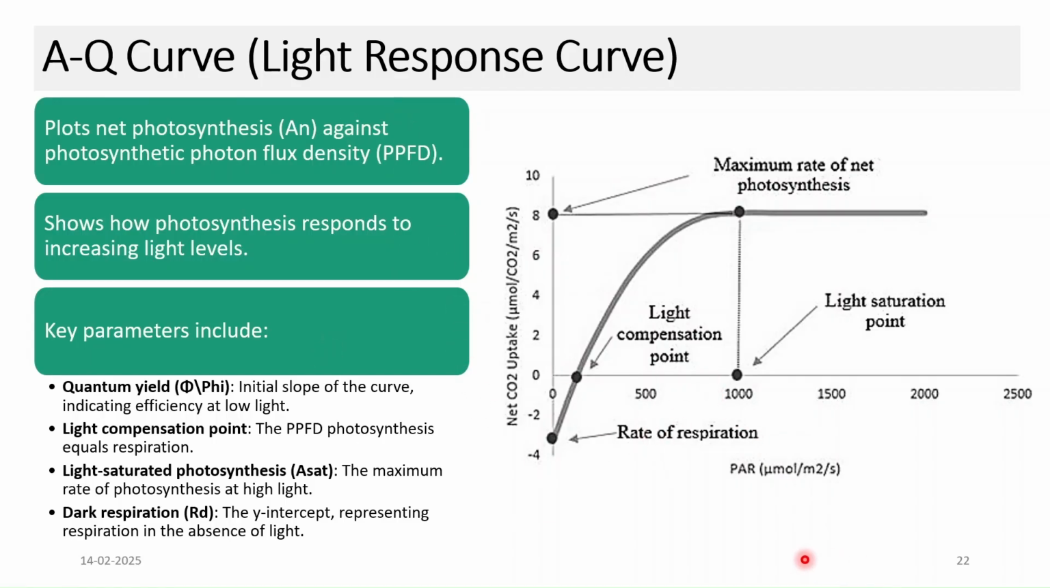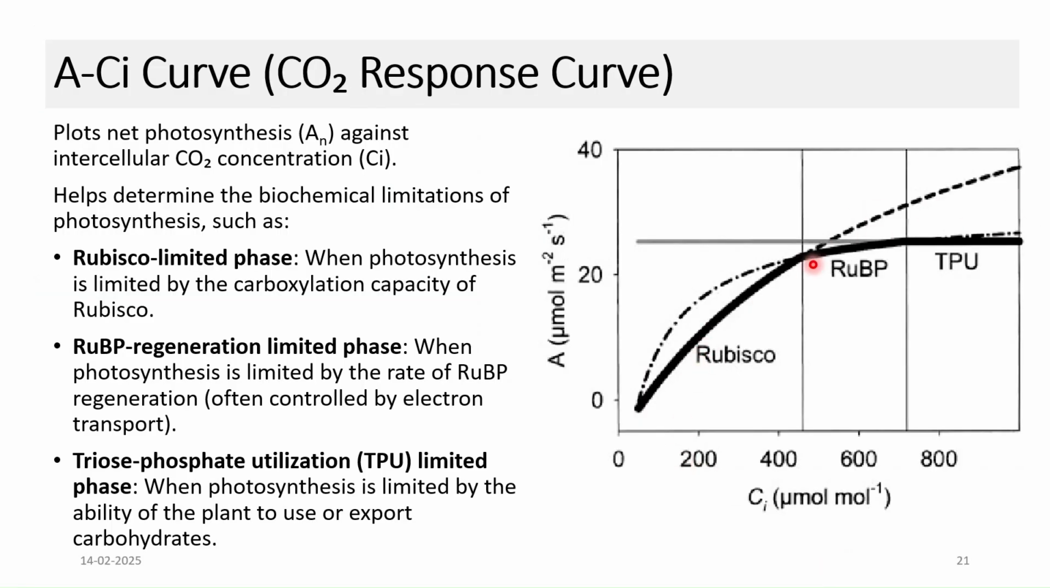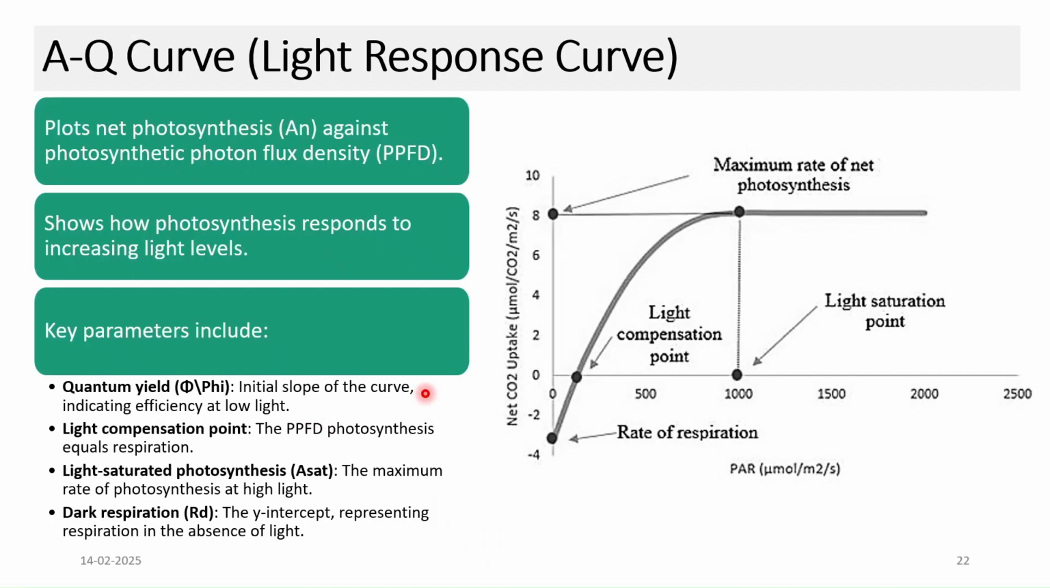And in here, just like how we had seen that the A-Ci curve is giving us the three biochemical limitations of photosynthesis, there are a few parameters that we get from the AQ curve that give us insight into how photosynthesis is responding to light. Like there's this light compensation point. If you see here, at this photon flux density or this intensity of light, the net photosynthetic rate uptake is equal to the rate of respiration. So this respiration rate is nothing but the mitochondrial respiration.